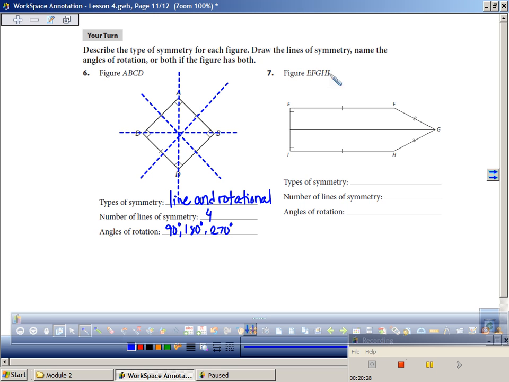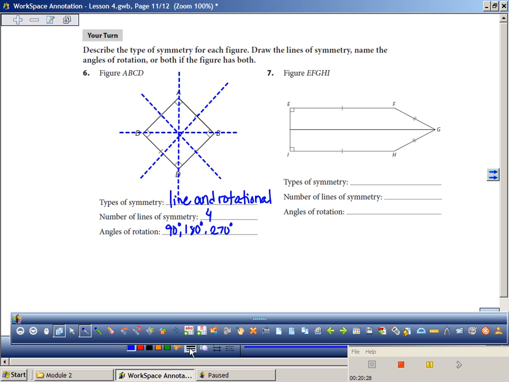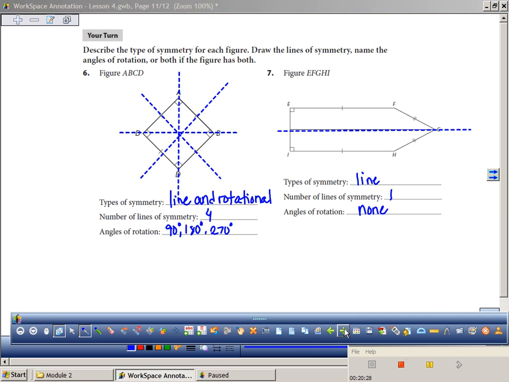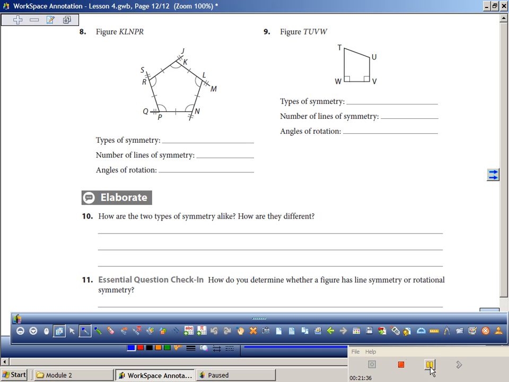What about figure number 7? Does it have line symmetry? It does. Where is it? Horizontally. Good vocabulary. Horizontally. Does it have rotational symmetry? So only line? Angles of rotation? None. Good job, guys. Try the next two, 8 and 9, please.